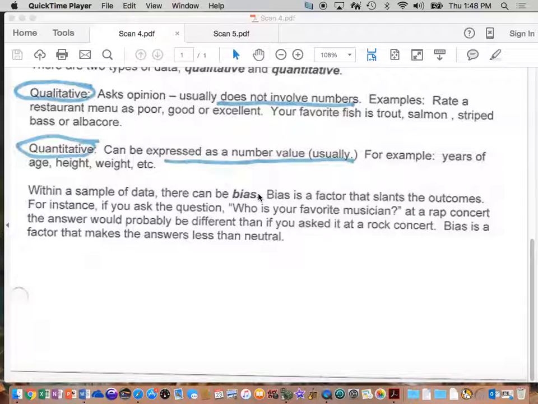The word bias, in fact, if you commit a crime because of someone's skin color, it's called a bias crime. You just look at a person and you say, well, because they're black, or because they're white, or because they're Latin, or because they're Oriental, I'm going to commit a crime against them. It's called a bias crime. Bias means prejudice.